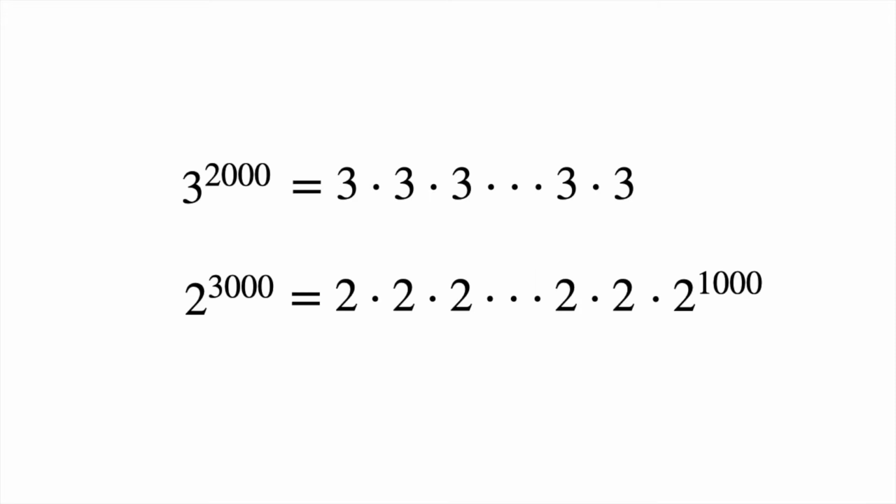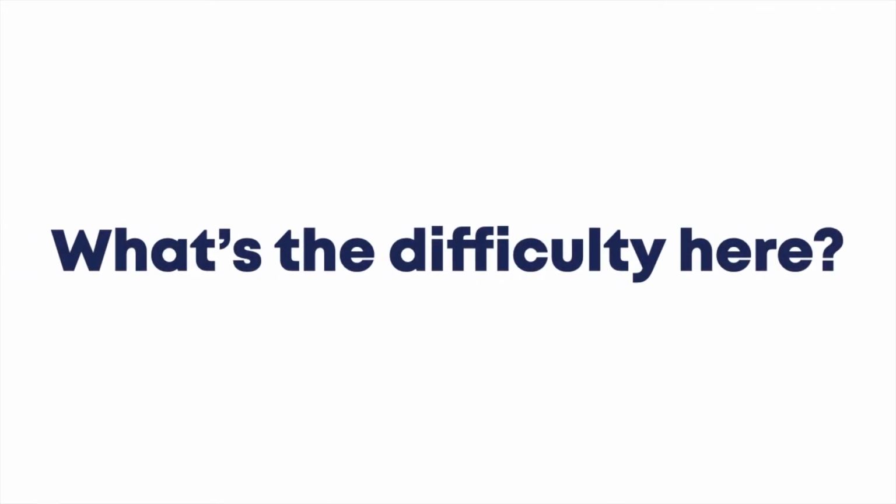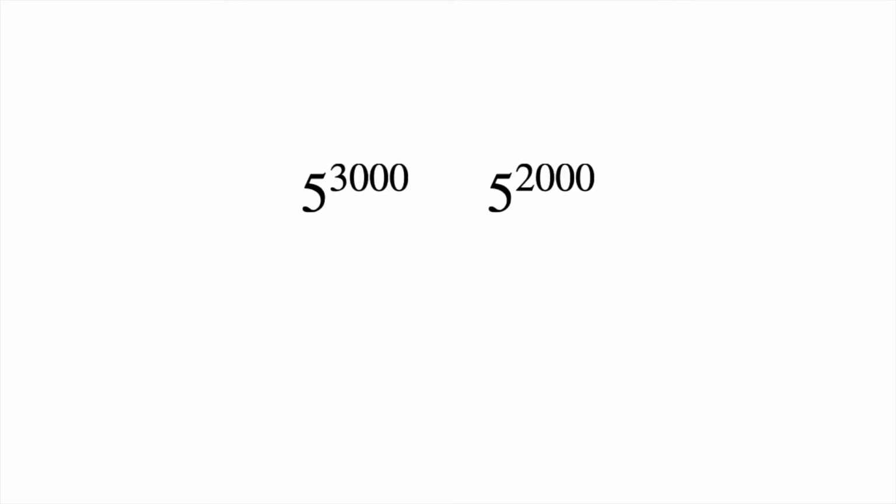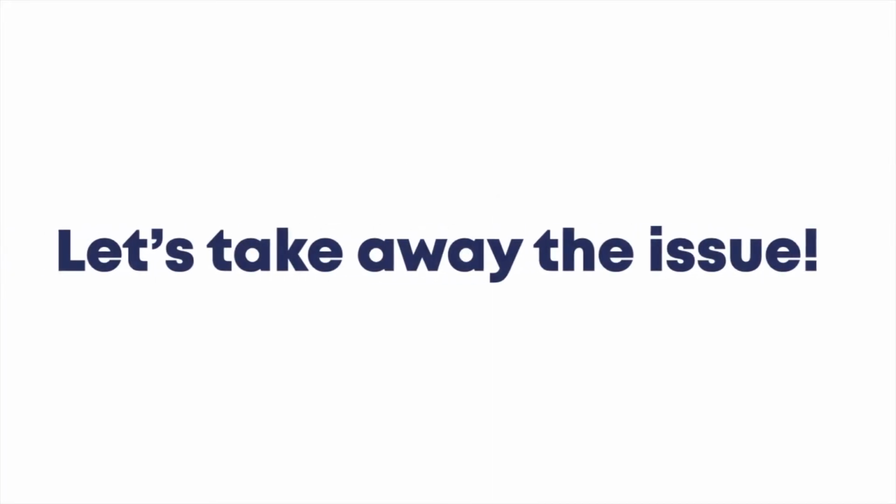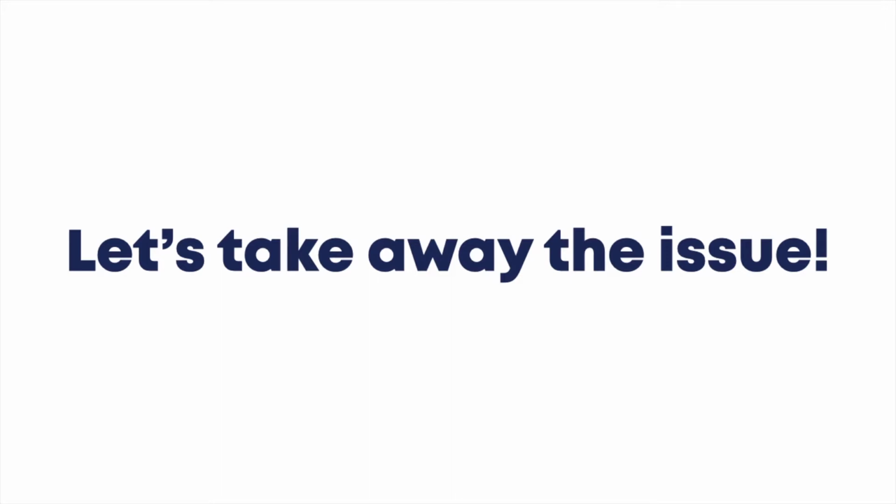Now that we've thought about the question a little bit, what we might want to think about next is, what's the difficulty here? What's holding us back? The problem is that both the base and the exponents are different. That's really the issue. For example, if they both had the same base, then we could just see which had the bigger exponent and be done with it. Or, if they had the same exponent, then whichever one had the larger base would be biggest. So now that we see what the issue is, let's take away the issue. Now, how can we do that?